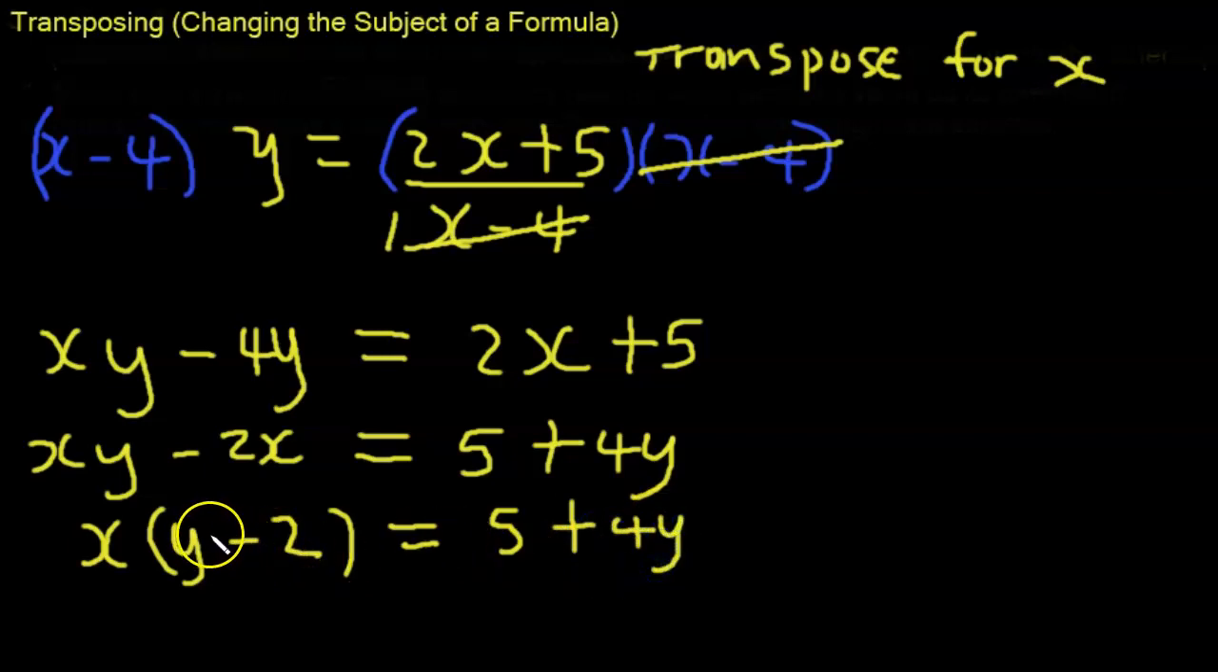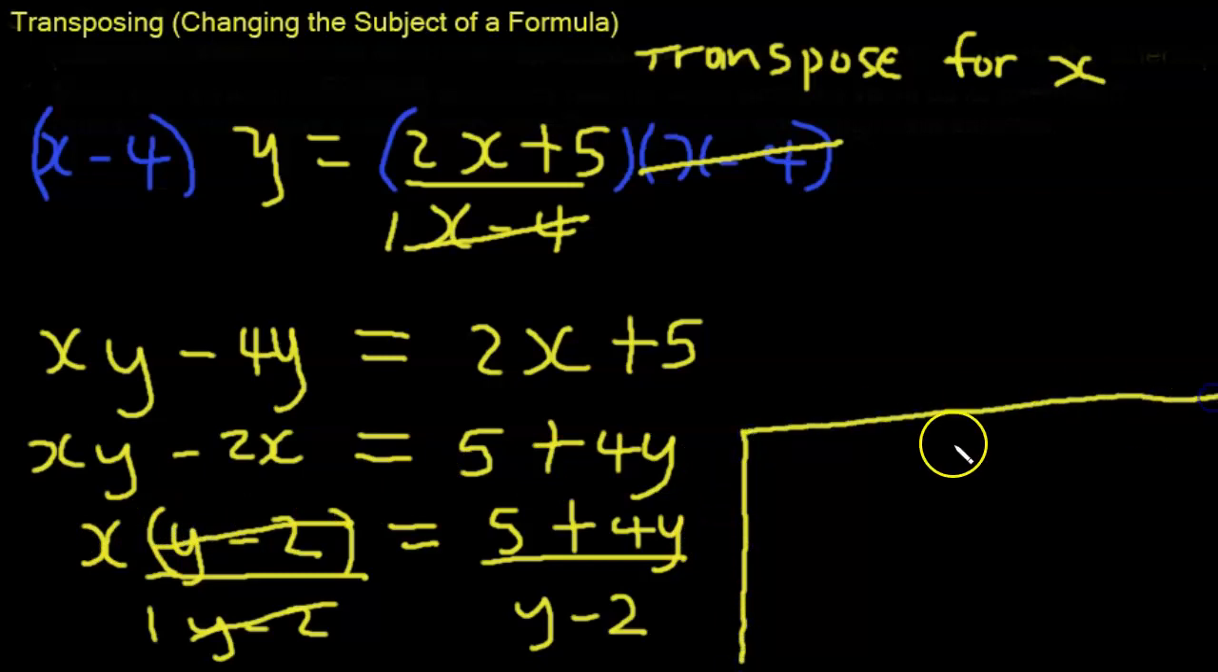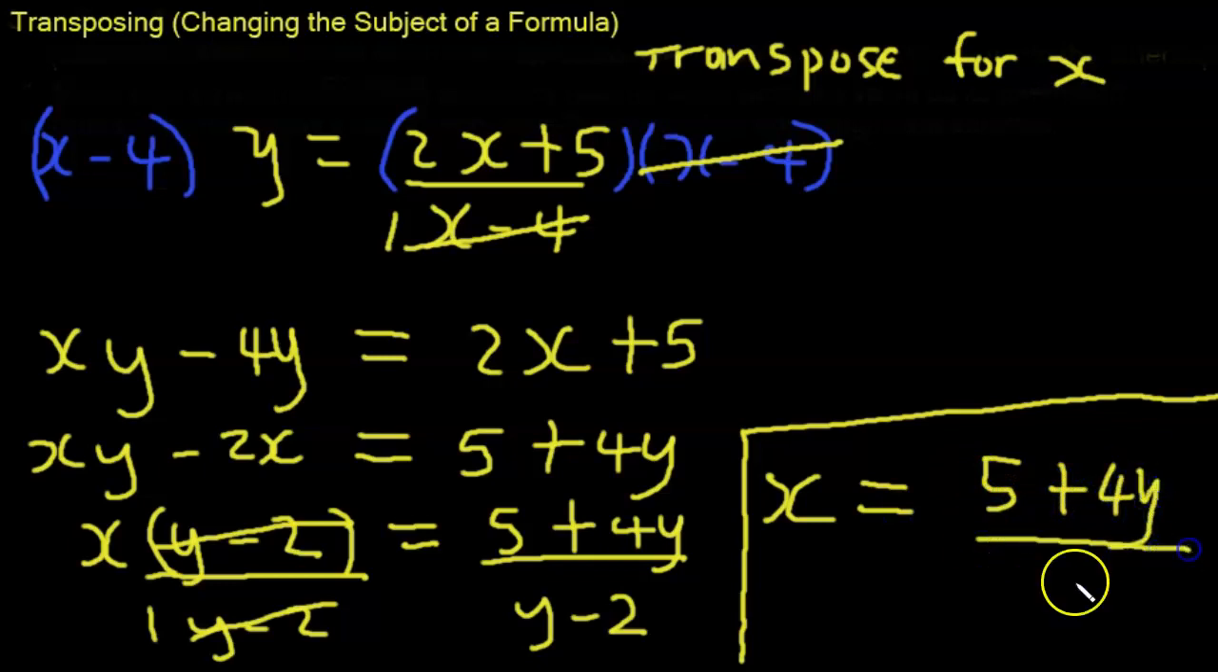Now we're transposing for X, so we need to get rid of this Y minus 2, and therefore we divide both sides by Y minus 2. So Y minus 2 into itself, that's 1. So that's 1X. And therefore, that's our solution. X is there by itself on the left hand side, and is equal to 5 plus 4Y over Y minus 2. And that's it.